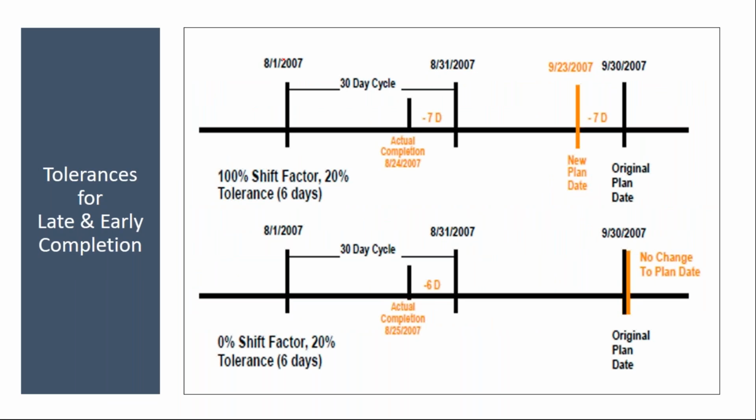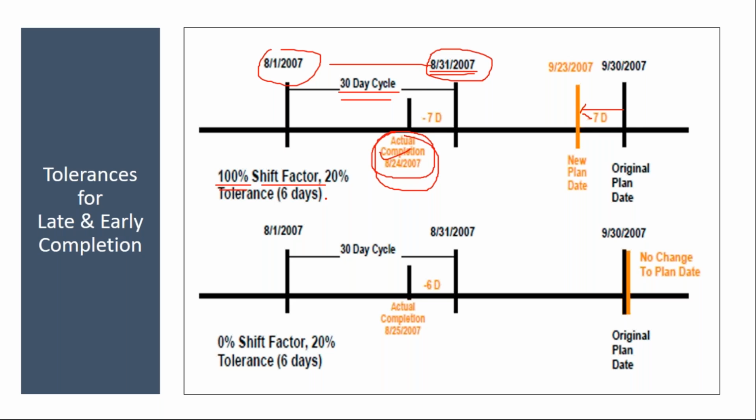Suppose your shift factor is 100% and your cycle time is 30 days. Your preventive maintenance started on this date. Next preventive maintenance has to be conducted on this 31st of August. But due to various reasons, they completed preventive maintenance on 24th of August, 7 days in advance. Then the next order also will get shifted by 7 days.